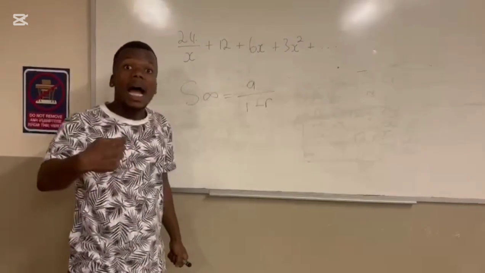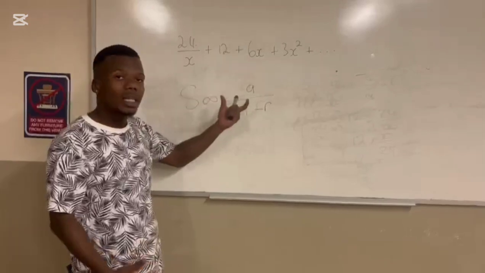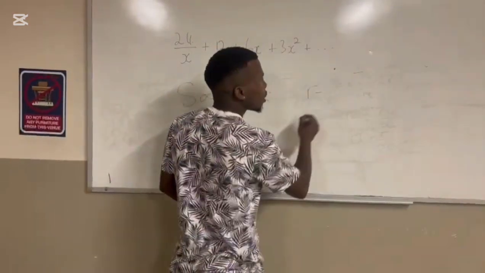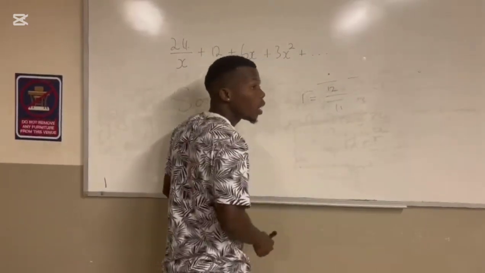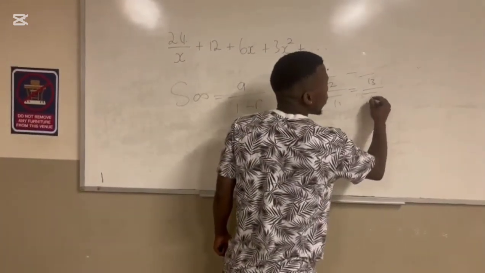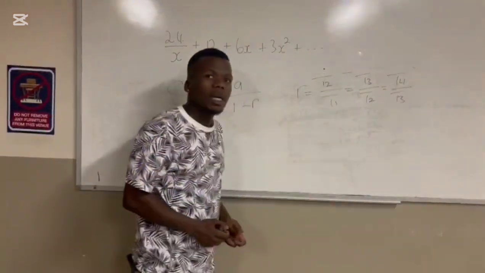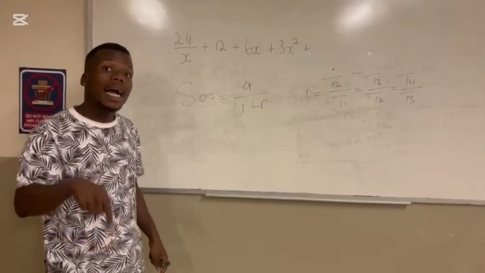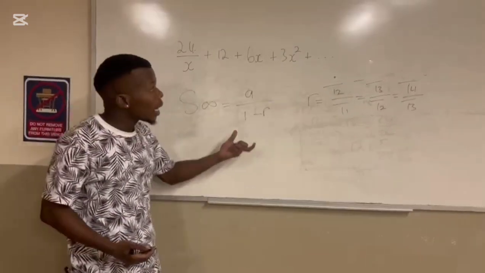What is R? R is my common or constant ratio, because we said this is a geometric series. How do we calculate R? R is equal to term number 2 divided by term number 1, or term number 3 divided by term number 2, or term number 4 divided by term number 3. Meaning, when you calculate the common ratio, you say the current term divided by the previous term.